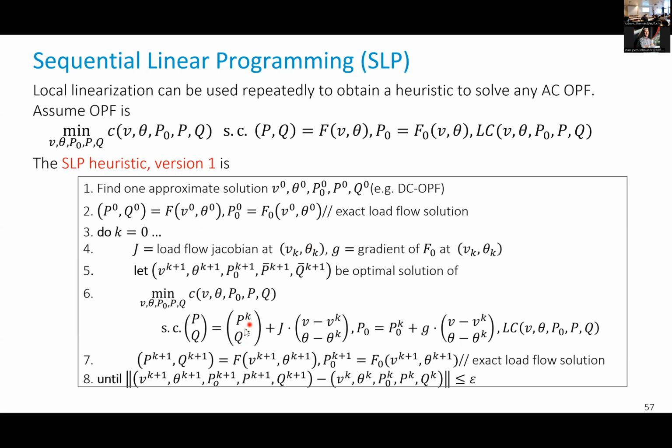This problem is exactly what we said before. I solve the problem where I have replaced the grid equations by their linearized version, where the linearization depends on the load flow Jacobian J, which depends on the point where I am. When I have solved this, I obtain a point which I call pk. I obtain a new value of the point here. And the values of v and theta that I have obtained satisfy this exactly, but they do not satisfy the nonlinear grid equations exactly.